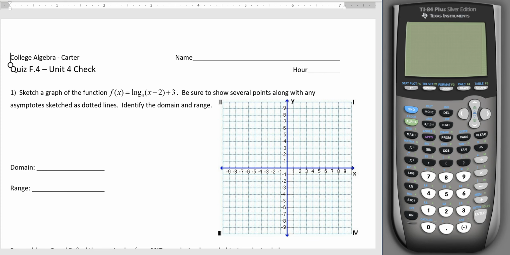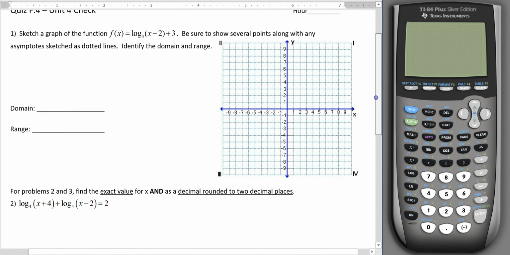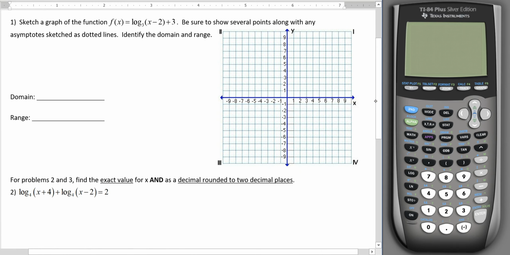So looking at number 1 here, they ask us to sketch a graph of f of x equals this logarithm. Be sure to show several points along with any asymptotes. Identify the domain and range.